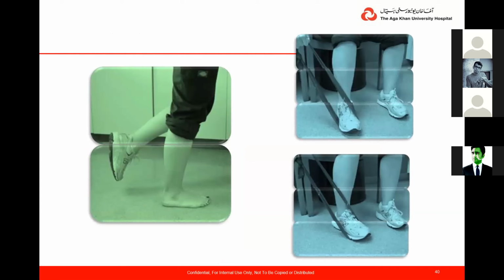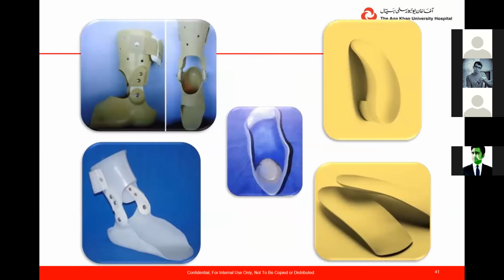So this is an example of certain exercises. One is the calf stretching exercises, single leg standing exercises, the tibialis posterior strengthening exercises. Next. These are the various braces, the medial arch support, different kinds of AFOs are available.